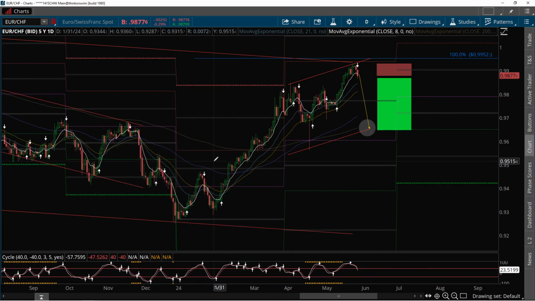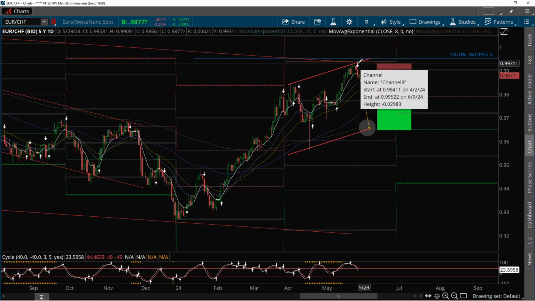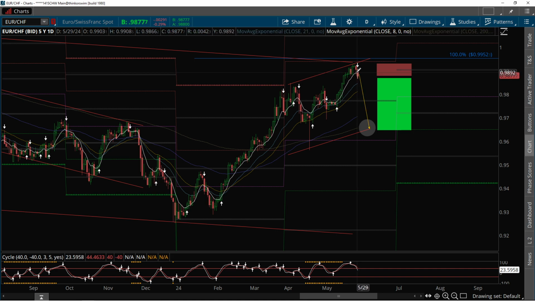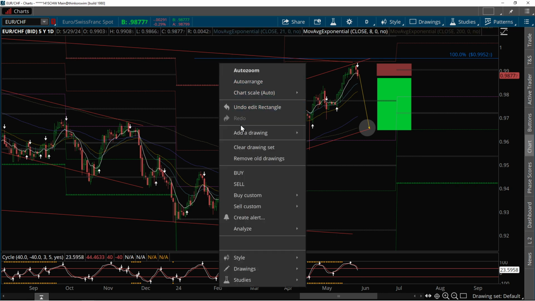So I think this is not a bad spot to pick a top right here. At this 100% completion to running flat. You're sitting at your quarterly R1. You got to close below the 8. I think you can go ahead and take this down to your daily 200 on Euro Swiss. All right. So I think that's all of them.